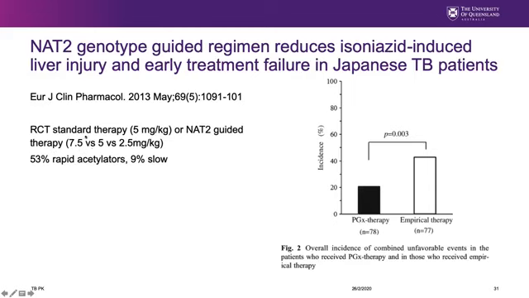Here again, 53% were rapid acetylators, only 9% were slow. And this is the incidence of liver injury. Now, this is a very broad definition of liver injury. They looked at 2 times the upper limit of normal by ALT-AST, which is less than what we would use, where we tend to use 3 times with symptoms or 5 times without symptoms. And they also looked at the cholestatic enzymes as well, which we often don't put much weight on. Be that as it may, they found there was quite a big difference in the rates of hepatotoxicity depending on whether you gave empirical therapy or whether you dose adjusted depending on what you knew about their NAT2 genotype.